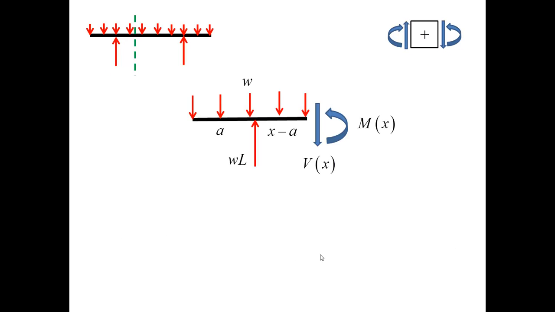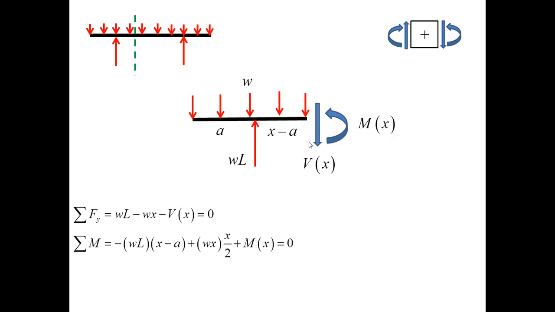Next, let me proceed with the cut in the middle. Again, the sign convention and the corresponding free body diagram are shown here. Again, let me emphasize that the cut is always at a location X, so that the length of the left segment here is A and the length of the right segment is X minus A.